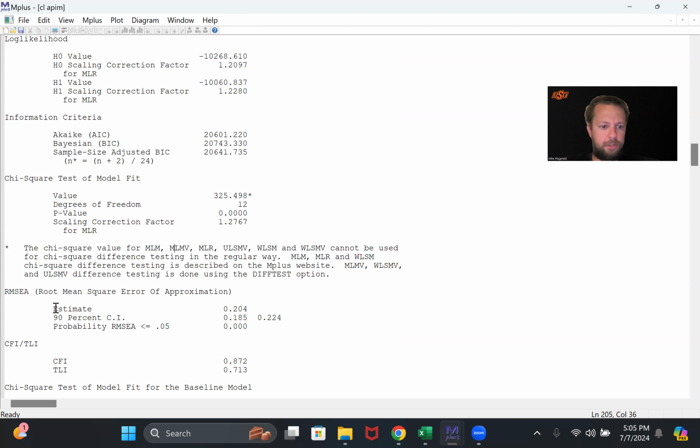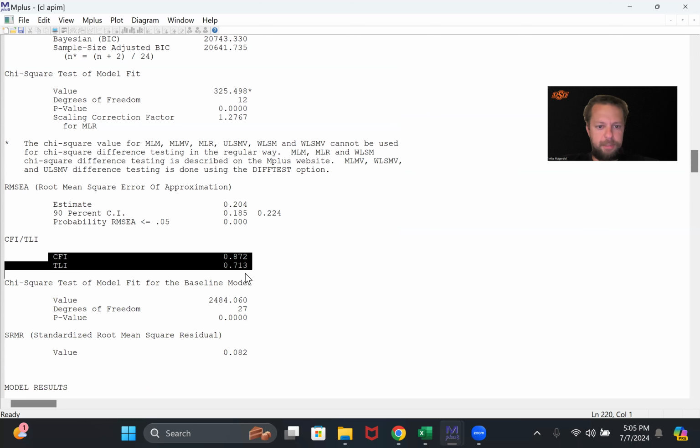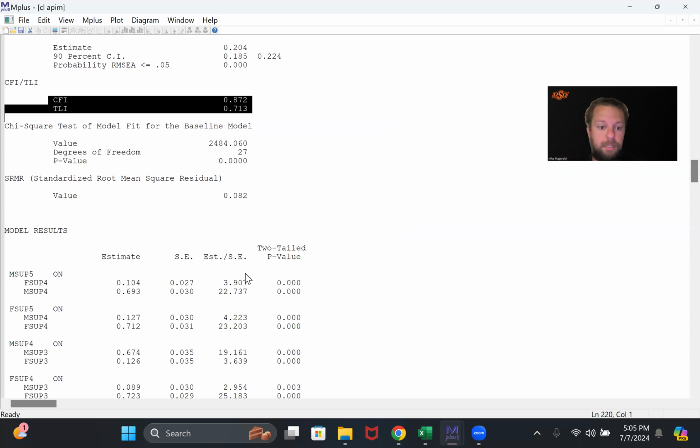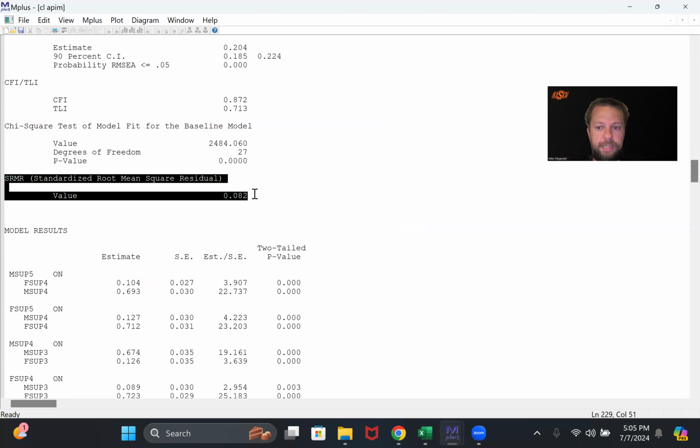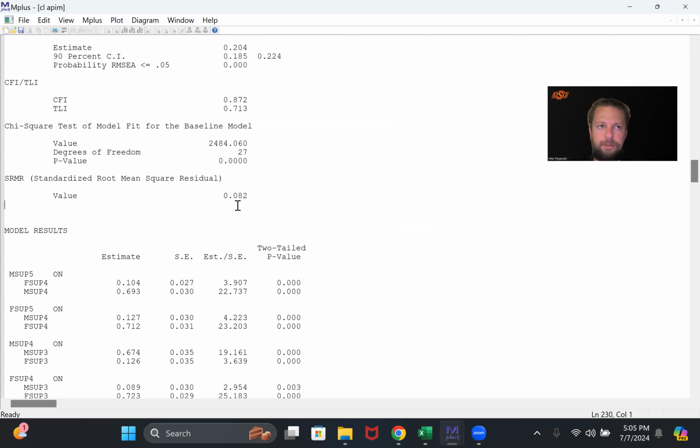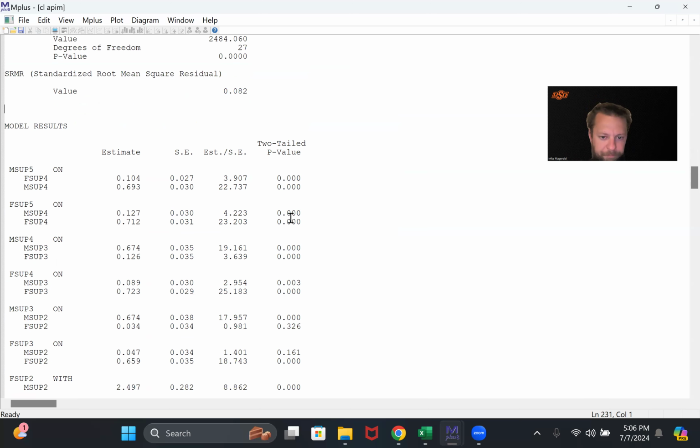And RMSEA is just exceptionally high. It's at least 3 times higher than our minimum threshold. Our CFI and TLI are terrible. This is a completely inadequate model. And even the SRMR is getting into the mix. I find this one not to be very discriminating in determining whether or not it's a good or bad model, but even this one's getting high.